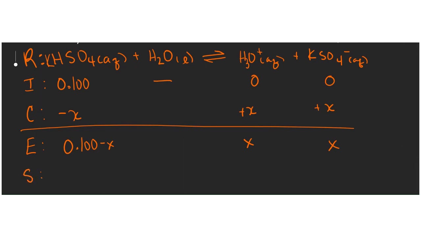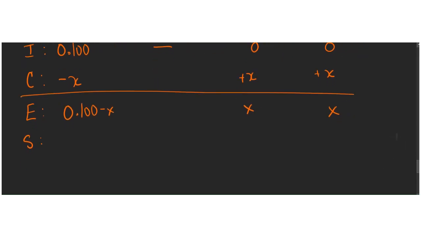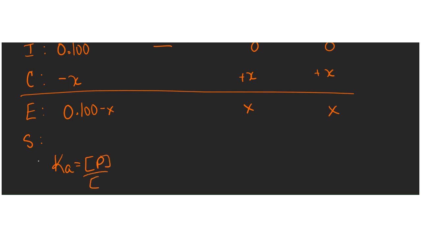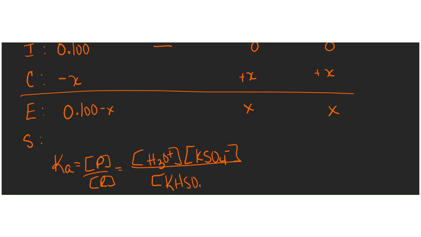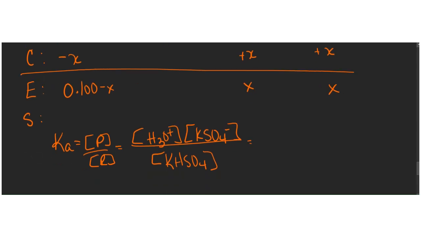Okay, now I need something to substitute into. Then I write my Ka expression. My Ka is equal to products over reactants. My products are my hydronium ion multiplied by the sulfate, and divided by H. Oops, K was first, right? HSO4. Right? Yes, no, good? Yep. Okay, from here, what would I do?